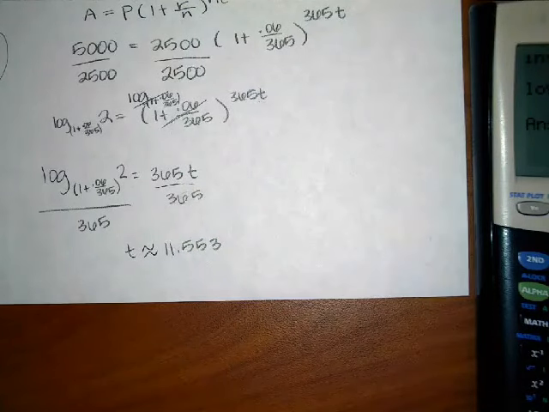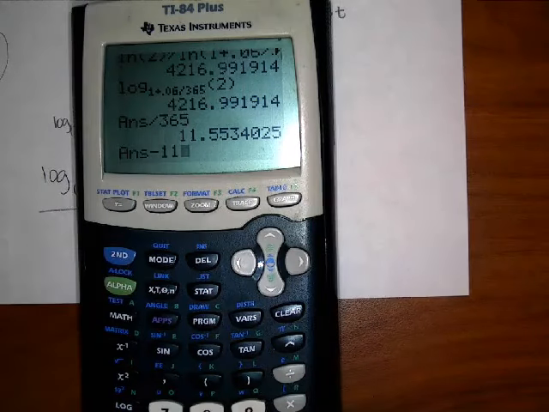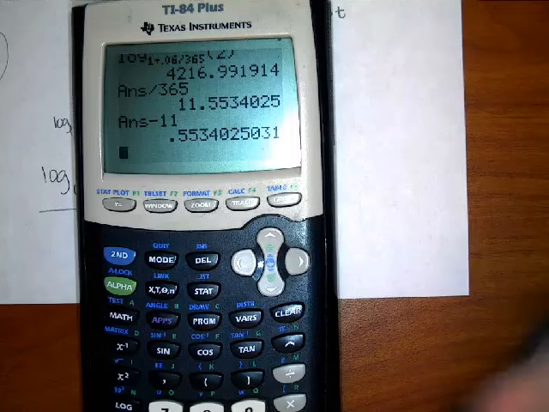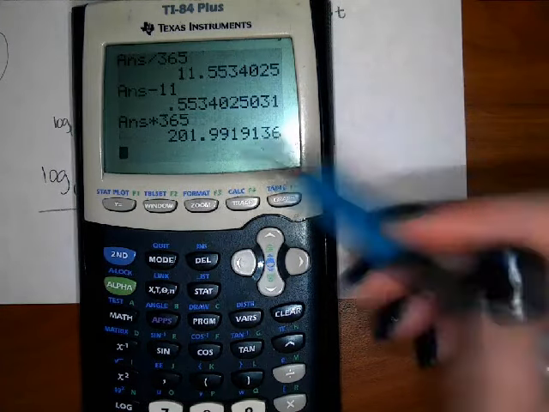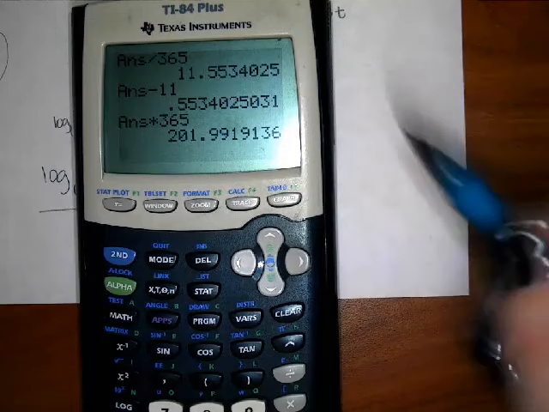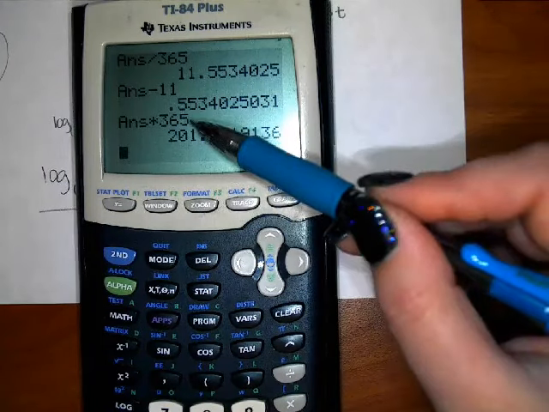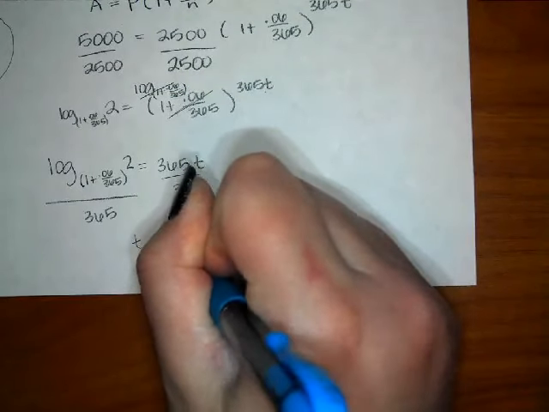So I'm going to subtract 11. This is the number of days. It's 11 years and however many days. And I'm going to take that and multiply it by 365. 202 days. So 11 years and 202 days because there's 365 days in a year. So we have 11 years, 202 days.